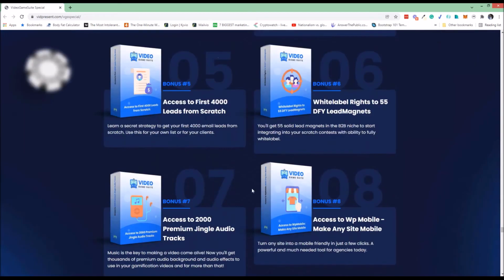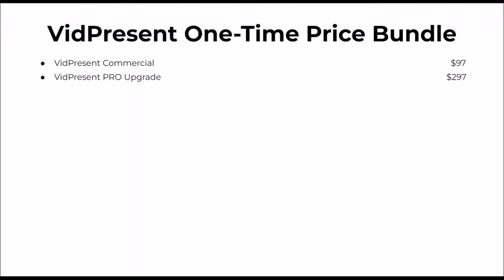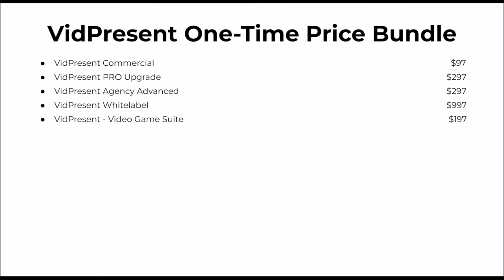All of this, including white label rights to 55 lead magnets. So basically, it's the biggest deal that we could have offered you for this, and that's what you are getting access to. So not just VidPresent Commercial, not just VidPresent Pro Upgrade, you're also getting access to VidPresent Agency Advanced that I showed you, VidPresent White Label, which is massive, massive value, as well as VidPresent Video Game Suite. You're getting access to that too.